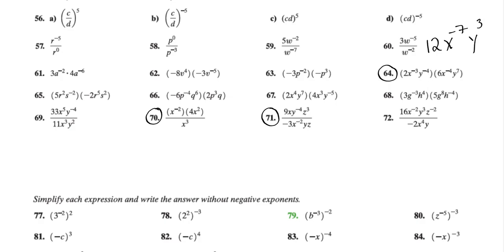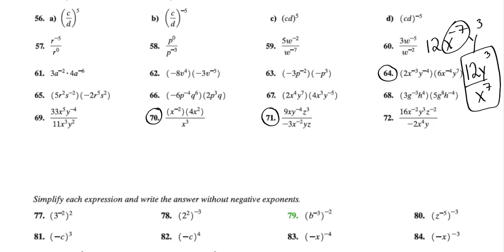And then you can't have a negative exponent in your answer. So we've got to take care of this. That's got to drop down. So 12 y to the third over x to the seventh. And remember, when you drop it down, it makes the exponent positive. Okay? That's the point of moving the variable. If you move a variable and don't change the exponent from positive to negative, you can't do that.